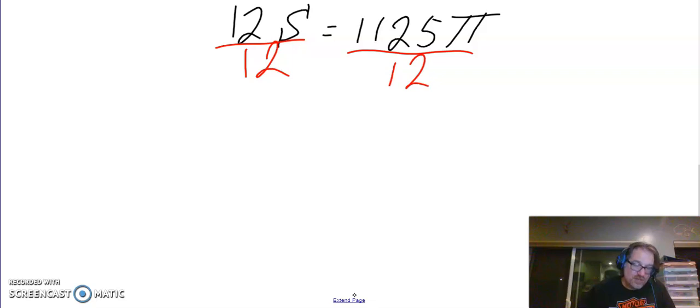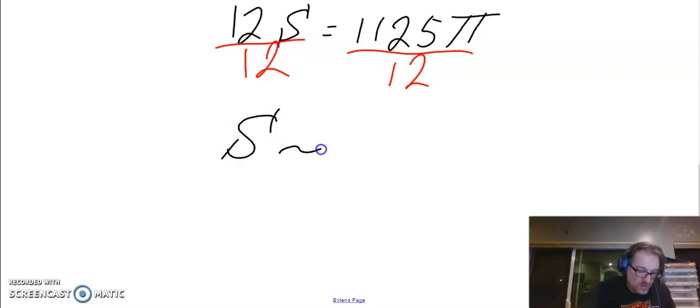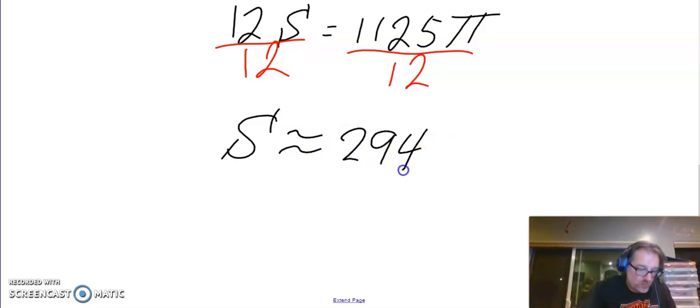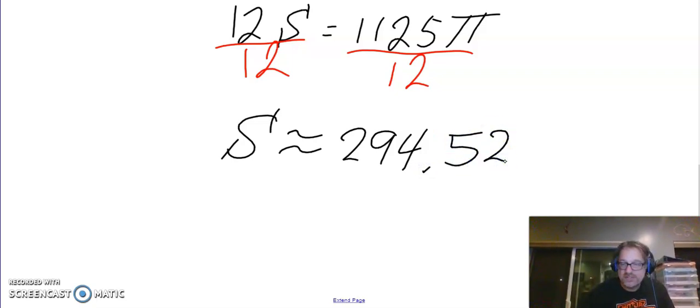So 1,125 pi divided by 12 gives me a sector area of about 294.52 when I round it to the nearest 2 decimal places. Oh, I was just double checking my arithmetic. Yep, boom. And that is what we are going to do when you come in.